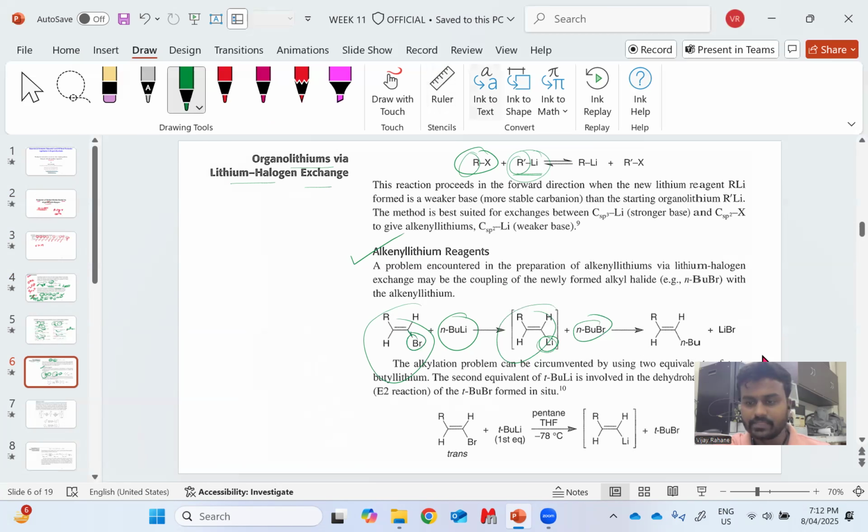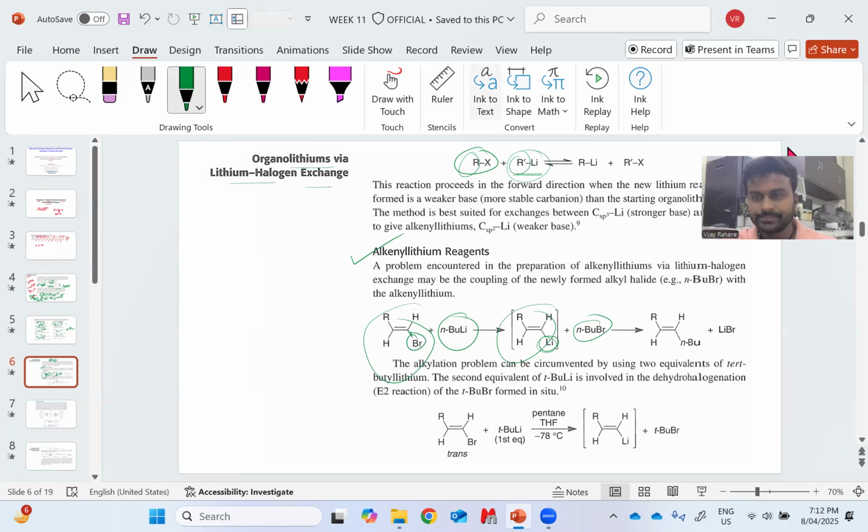Further, the second example mentioned here: similarly, if you add the tert-butyl lithium, the first equivalent does the lithiation, and then the further reaction doesn't proceed because of the bulky tert-butyl group. So if you want only this alkenyl lithium selectively, then in this case we can add such a bulky organolithium at the start. Here tert-butyl lithium is added, and it gives only this product selectively.